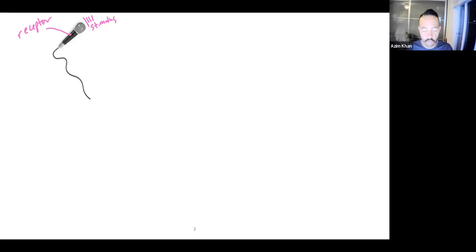Microphones, let's say it's a wired microphone. Microphones are connected by cords. This cord is sending information to something. It's sending information to a system. That cord is an afferent fiber, an afferent signal, sending information to a centralized place.